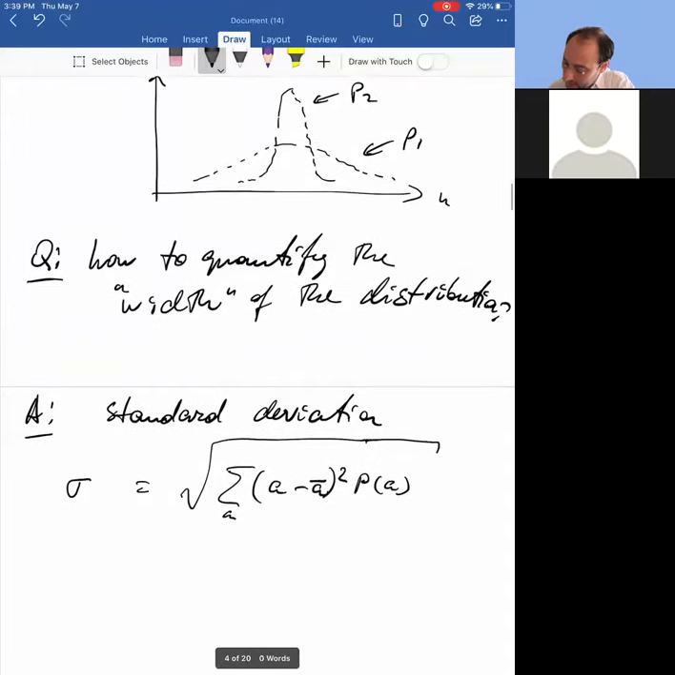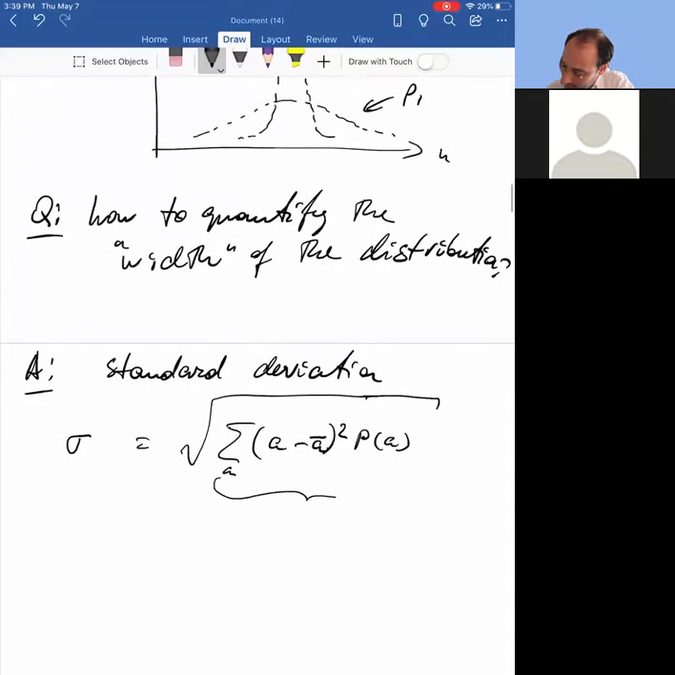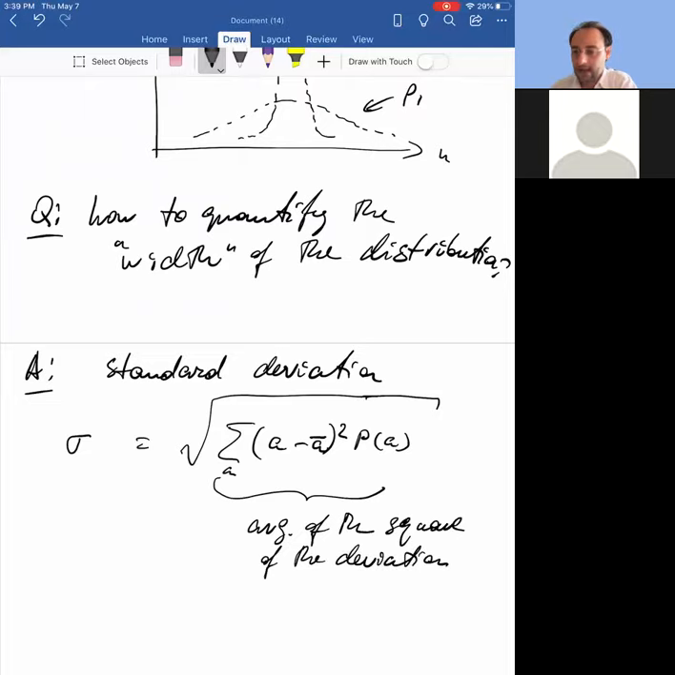Okay, so this thing is the average of the square of the deviation. And then we take the square root because we looked at the squares of the deviation, and we're really interested in the deviation. And so then you take the square root.